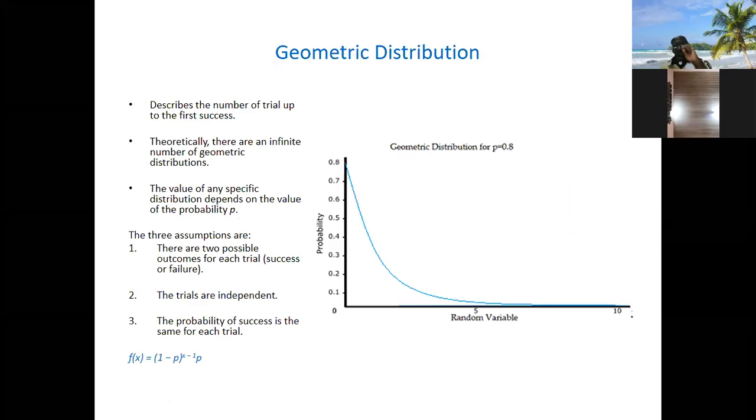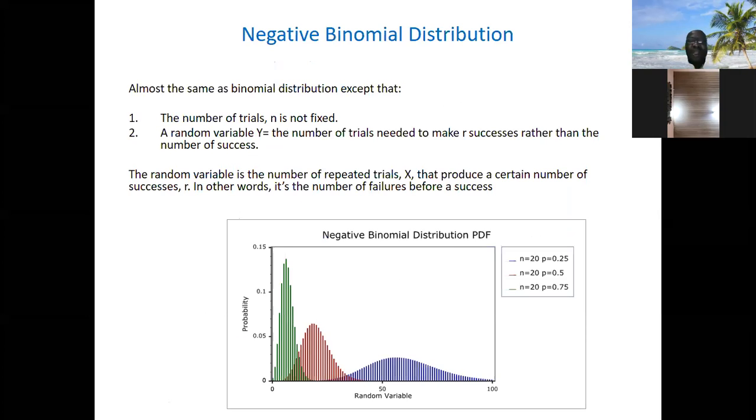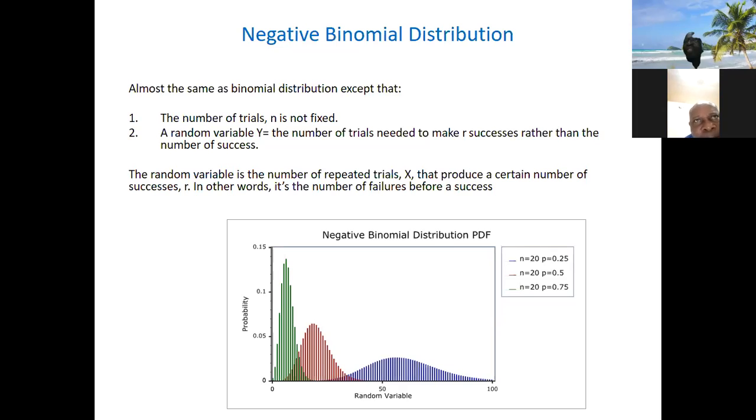Okay, describe the number of tries up to the first success. Can you say up to the first success? Negative binomial. Talk about the random variable, number of tries needed to make r successes. Geometric looks at, as you are making effort, how many times have you tried before you get the first success? That is geometric.